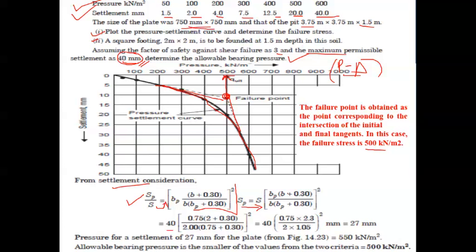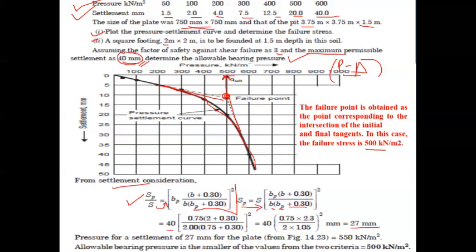B is nothing but the footing size, 2 meter by 2 meter, so 2 plus 0.3, divided by 2 times the width of the plate, 0.75, plus 0.3, the whole square. So if you substitute this, the final answer will be 27.